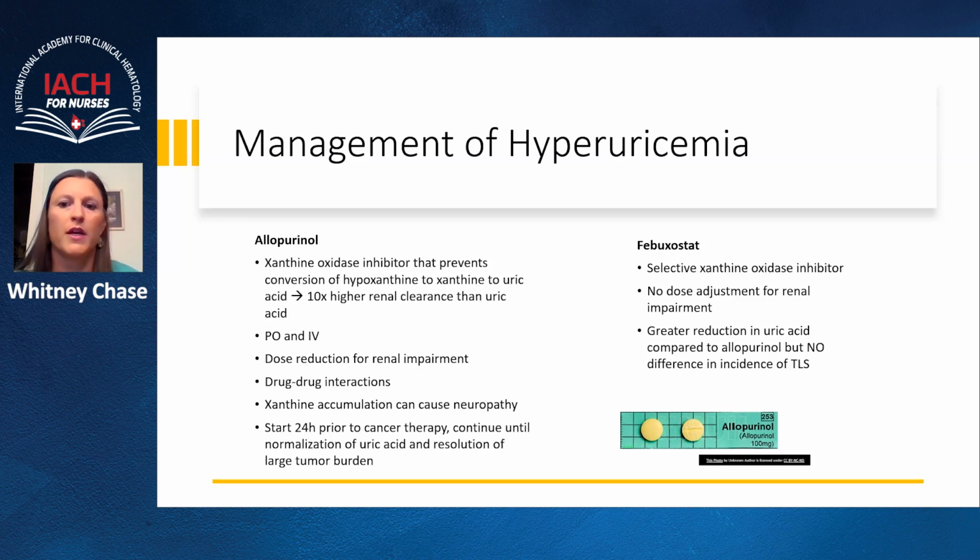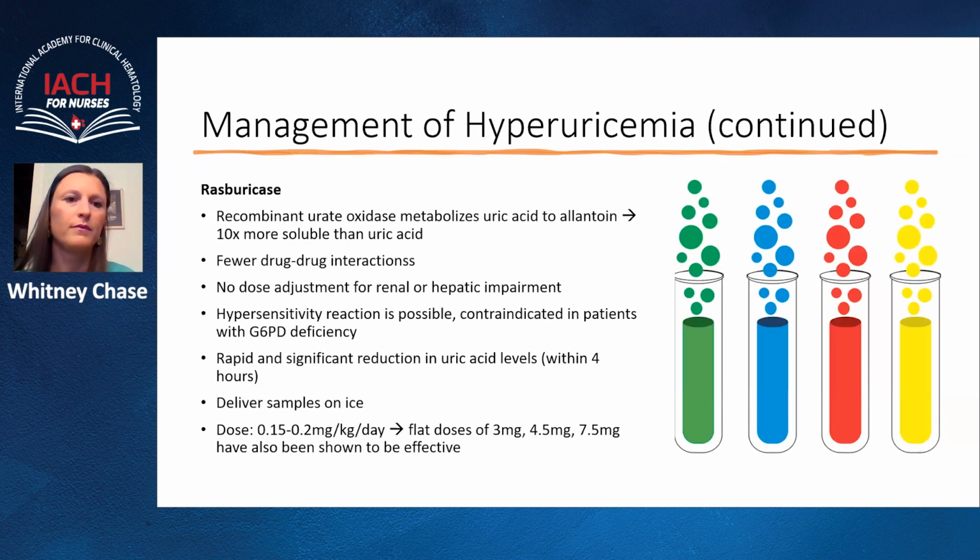waste products. Febuxostat is also a xanthine oxidase inhibitor that's been shown to offer a greater reduction in uric acid compared to allopurinol, but no difference in the incidence of TLS when used for prevention. But there's no dose adjustment for renal impairment, which may make it attractive as an alternative to allopurinol in some patients.